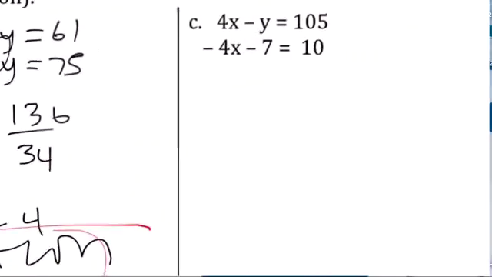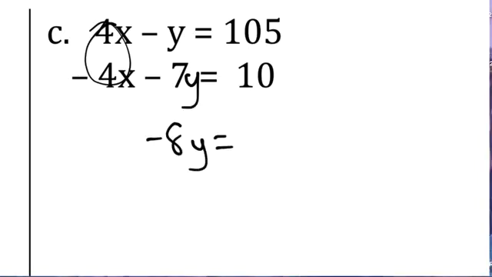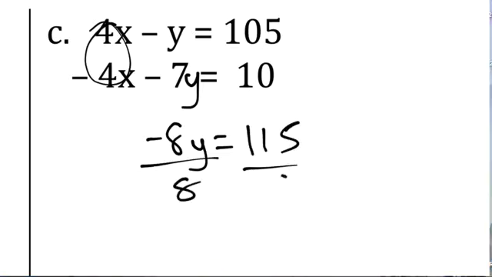Okay, I would use easy elimination, right? They're both in standard form. These are called standard form. At 0 there, I get, oh, I forgot to type in a y there. That's negative 8y equals 115. Divide by 8. Doesn't go in evenly.